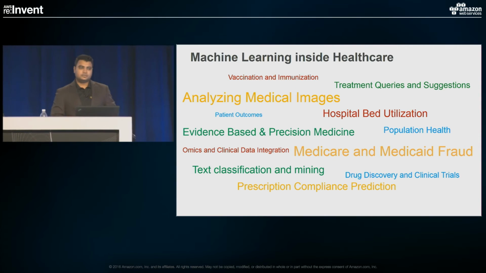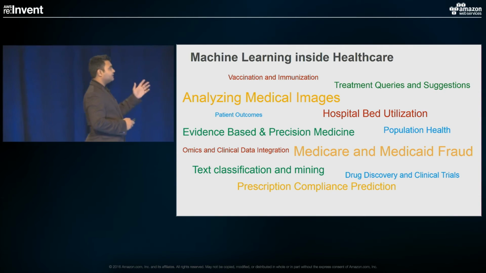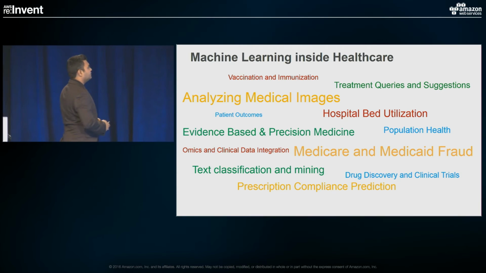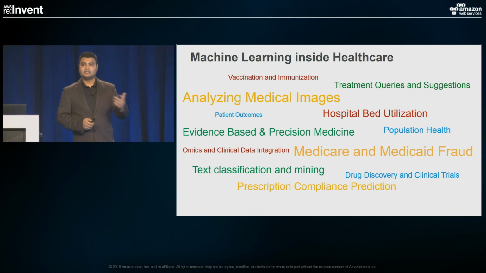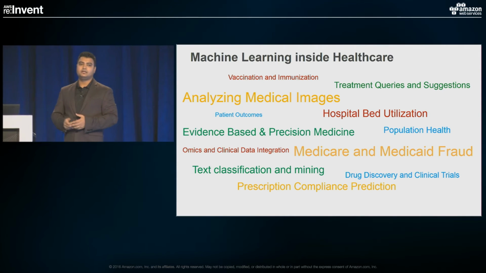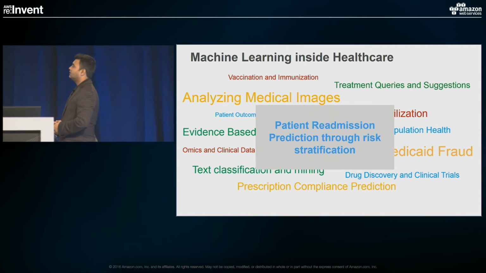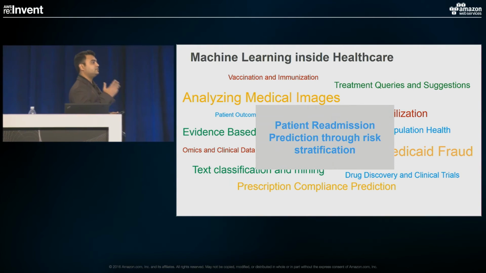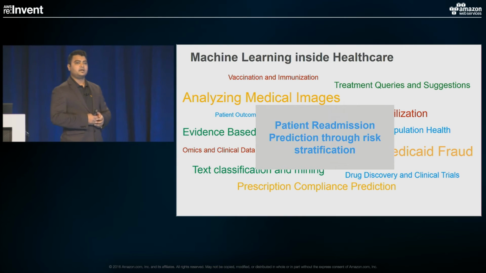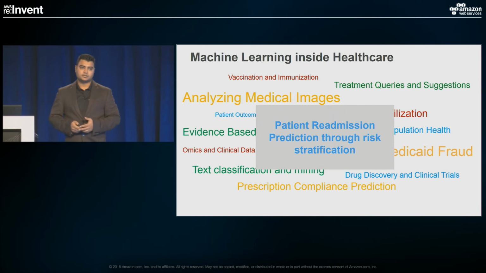So there are multiple use cases that we can talk about in machine learning today, especially in the healthcare space. You've got predictive analytics that you can use to predict hospital bed utilizations, for example. You can do text classification and mining for prescriptions. You can do medical image analysis. All of these play heavily into machine learning algorithms. But what I'm going to talk to you about today is patient readmission prediction, and basically try and stratify patients based on their risk profile to see whether they are more at risk to come back to the hospital within 30 days, which is what readmissions is.